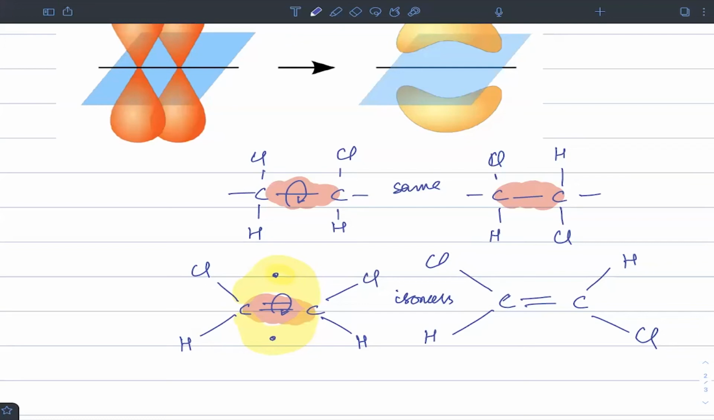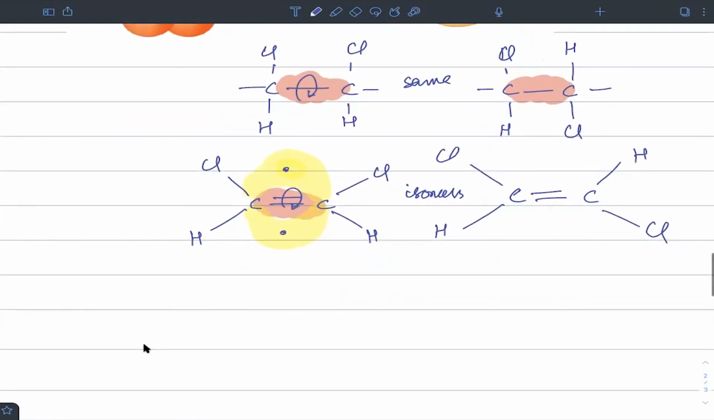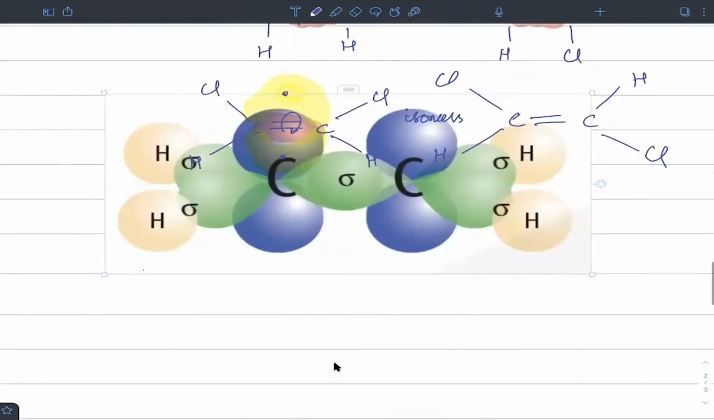So rotation is not allowed in pi, which means that when you have double bond or triple bond, the rotation is not allowed and you will be creating newer molecules, newer compounds if you were to rotate them. All right, so let me try to show you a molecule based on how its orbitals look like. So here I have, there you go, this is ethene. Its three-dimensional structure would look something like this.